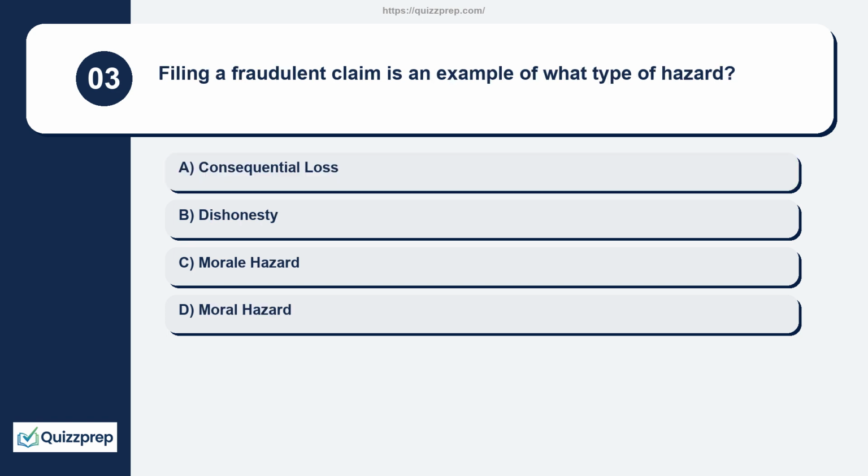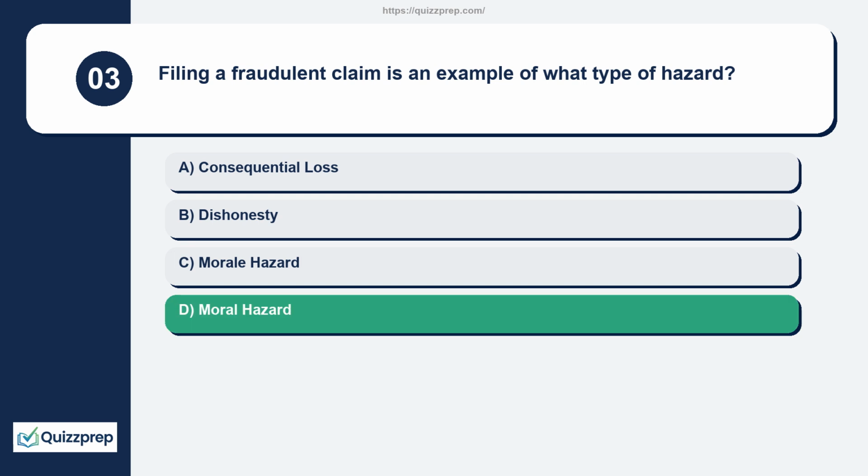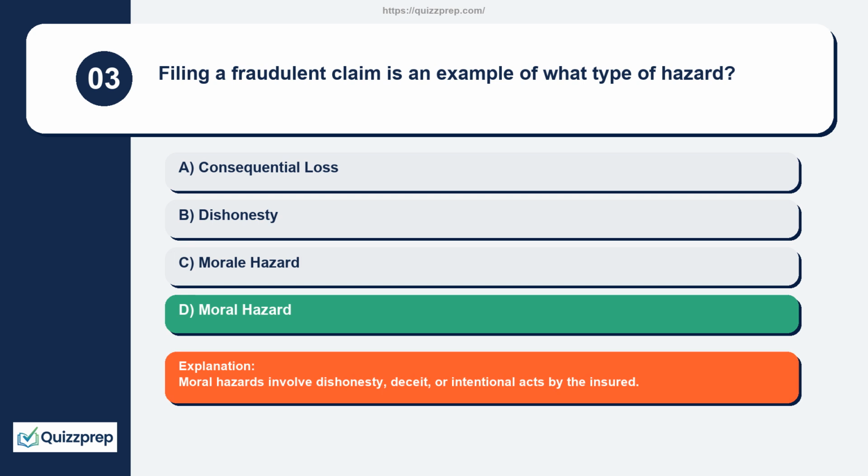Question 3. Filing a fraudulent claim is an example of what type of hazard? Consequential loss, dishonesty, moral hazard. Moral hazards involve dishonesty, deceit, or intentional acts by the insured.